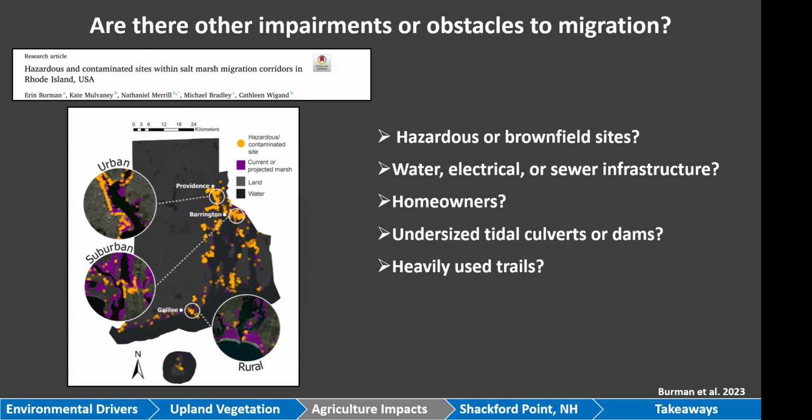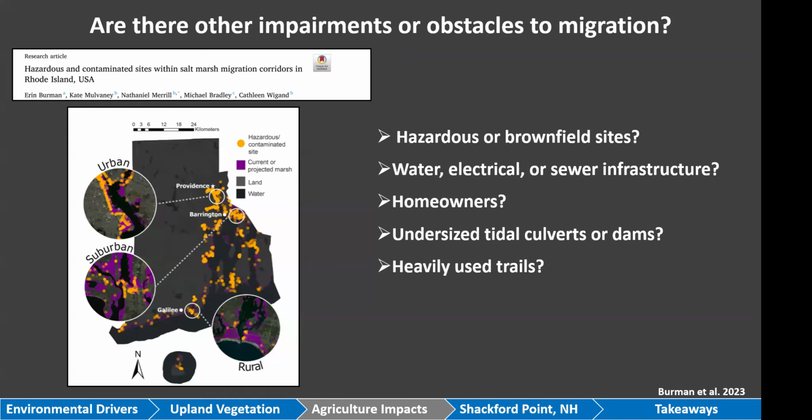Additionally, there has been some work over just the past few years thinking about stuff outside of agricultural impairments that might be major obstacles for migration. So Berman et al. 2023 mapped out where all the brownfields and hazardous or contaminated sites are in Rhode Island, shown in orange here. They wanted to look at how many are potentially in the path of marsh migration for the next 50 to 100 years, especially in the Narragansett Bay estuary and Long Island Sound. What they found was there was a ton. There were a lot of contaminated areas that might be blocking or prohibitive of marsh migration.